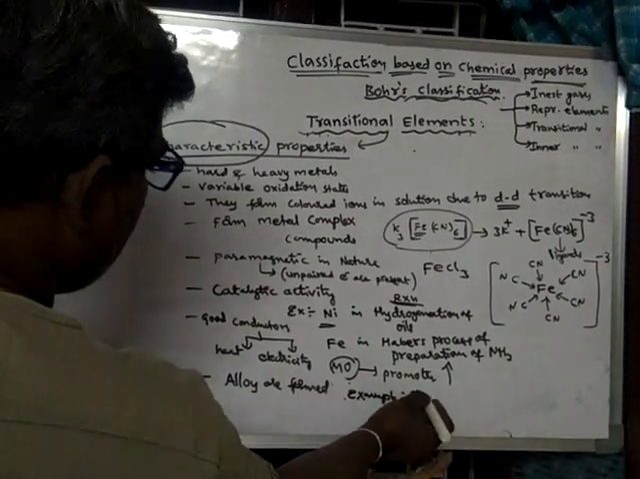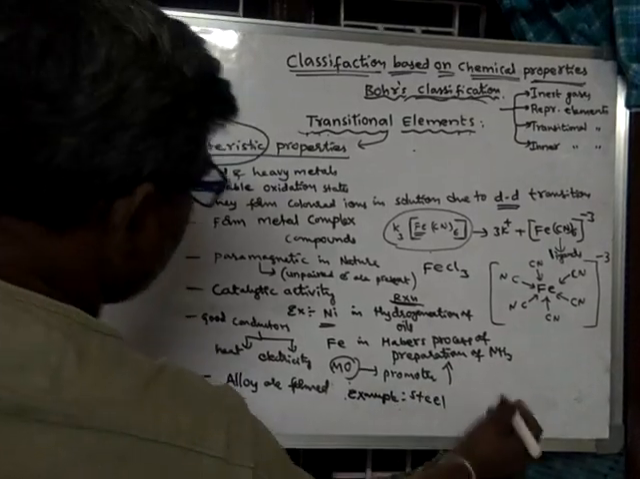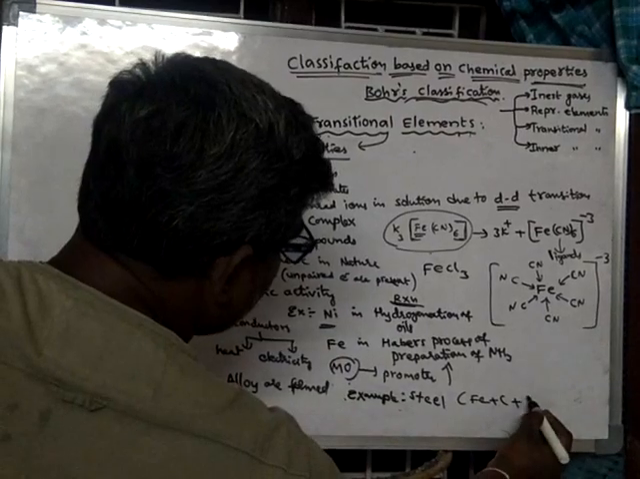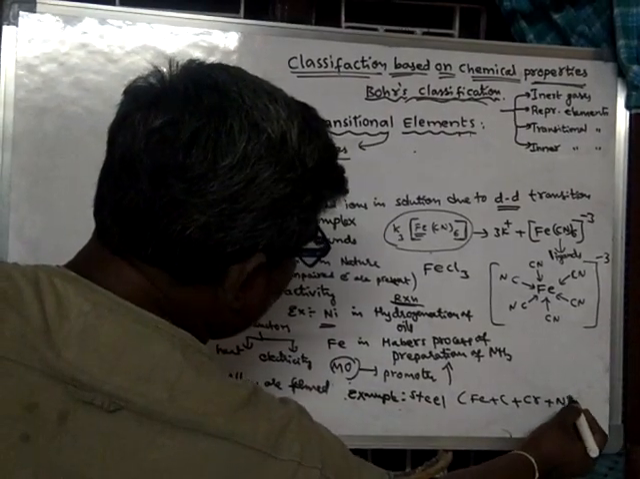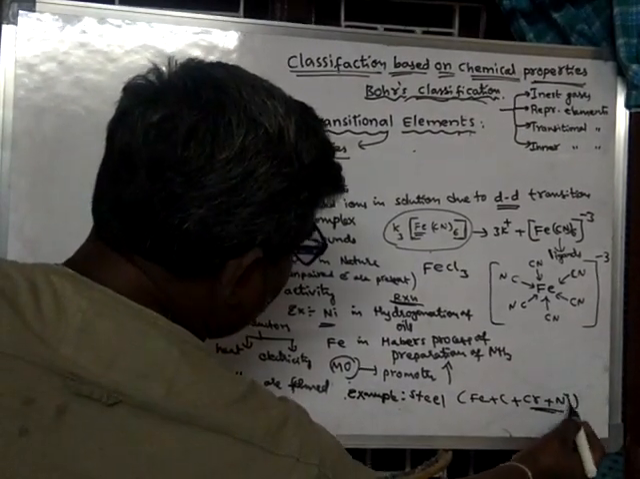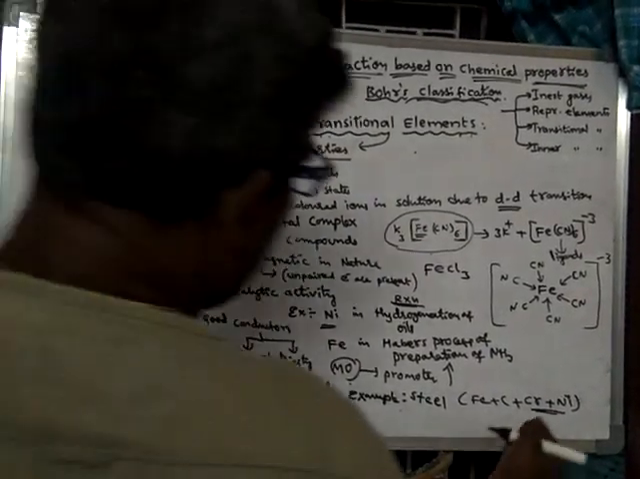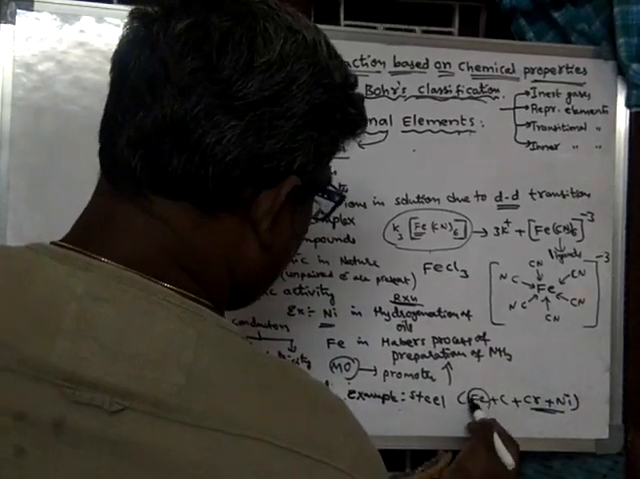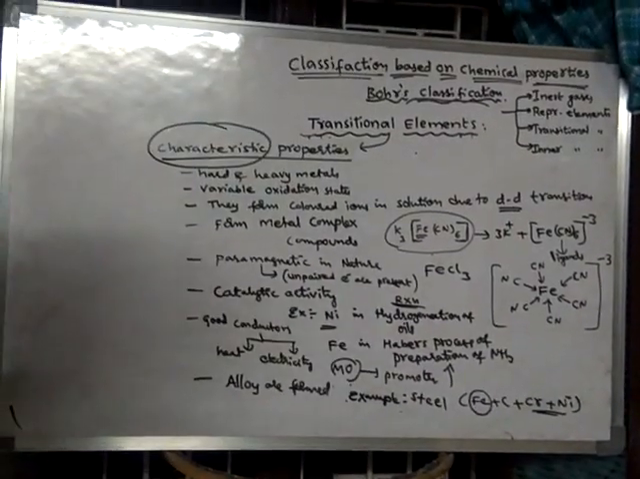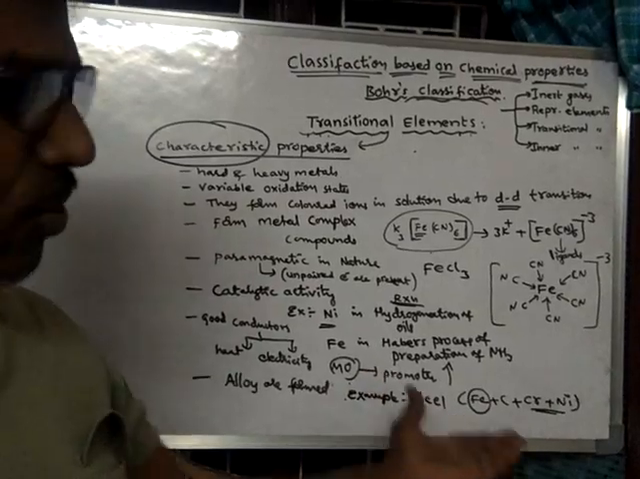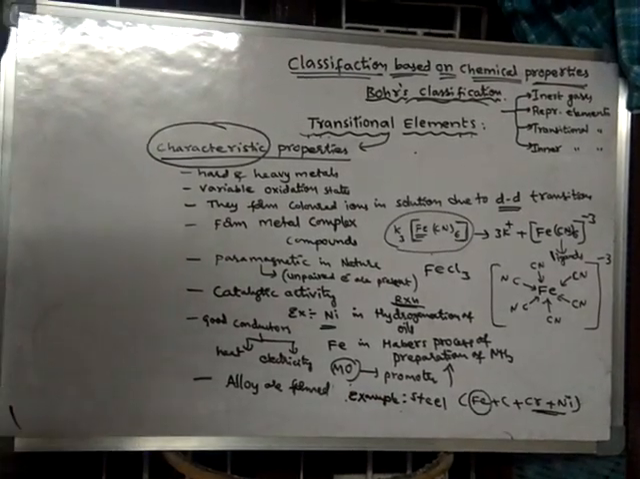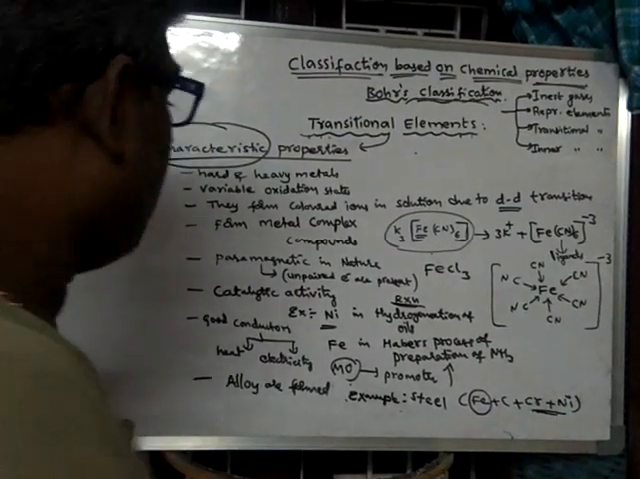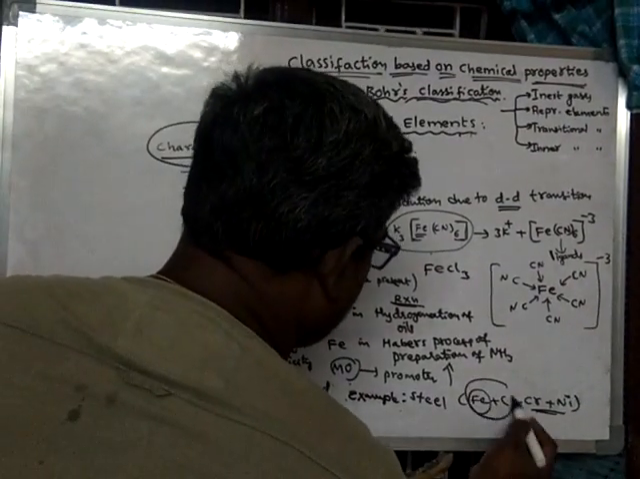Example, steel. Steel is a mixture of iron plus carbon, and sometimes chromium and nickel are also mixed in order to get stainless steel. Iron alone cannot have hardness because it is soft, so it cannot be used for construction. When iron is mixed with carbon, it can be used for construction, and this mixture is said to be steel.